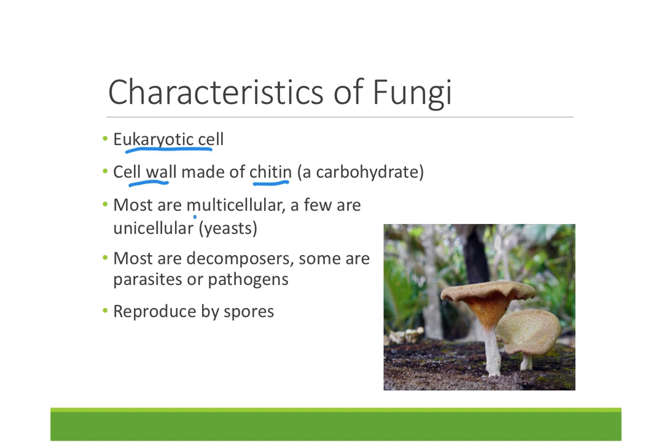Most fungi are multicellular. The ones that are unicellular we typically just call yeasts. Most fungi are decomposers. That's their main role in the ecosystem, but some fungi are parasites, and there are even some that are pathogens to plants and animals and humans. And then fungi will reproduce using spores.